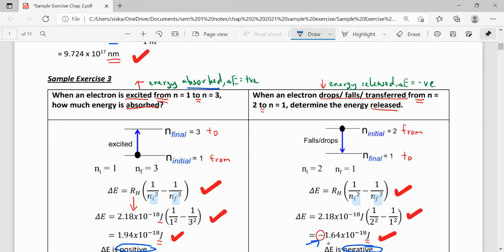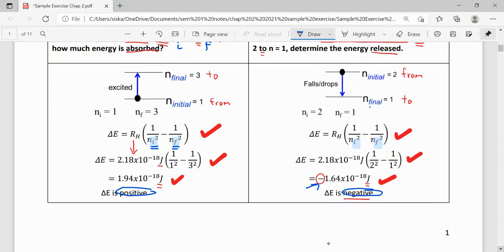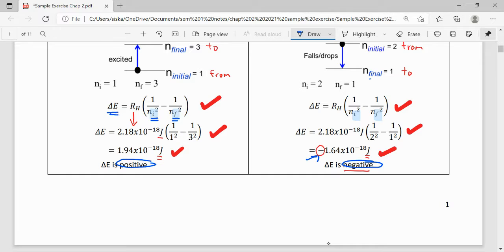Now let's look at how to determine initial and final. "From" means this is initial, "to" is final. So you must know how to differentiate initial and final. From n equals 2, and then to 1, final is 1. Why must we know this? Because we want to substitute into the formula expression. And remember, for energy, your Rydberg equation must use 2.18 because the unit has joule.